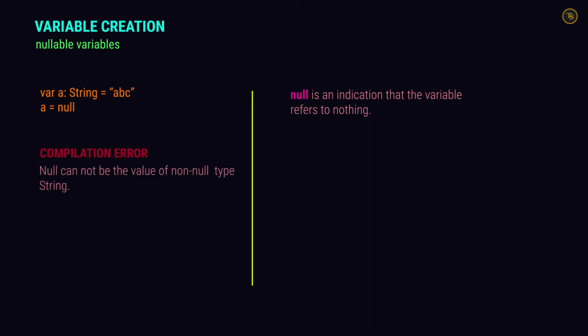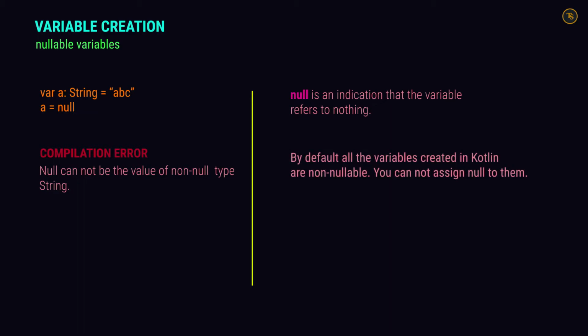For those who don't know what null is, it's an indication that the variable refers to nothing. In the first line, when we say a equal to abc, that means a is referring to the value abc. In the next line, when we say a equal to null, that means a is not referring to anything. If you try to run this program, Kotlin will throw a compilation error, because when you create a variable in Kotlin, by default it is non-nullable. You cannot assign null to it.